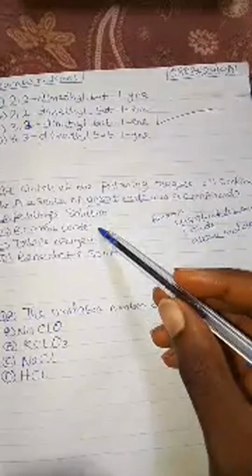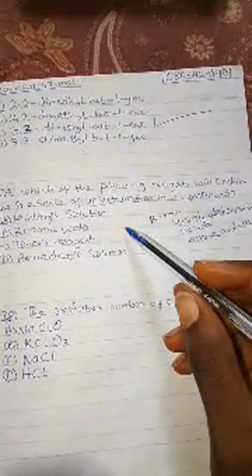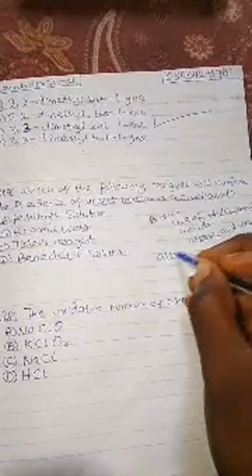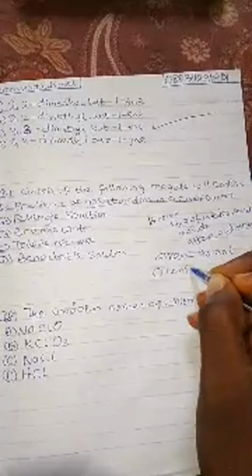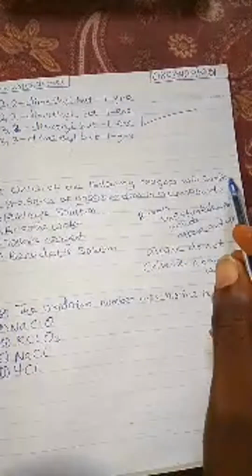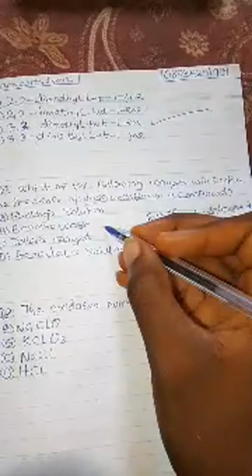So alkene and alkyne can decolorize bromine water. Why do alkanes not decolorize bromine water? So the reagent which confirms the presence of unsaturation in a compound is bromine water.